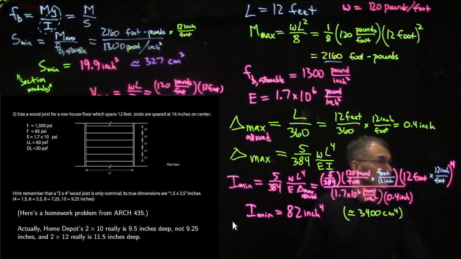So there's some allowable value, and for this rectangular beam cross section, you check whether 3/2 V over A is smaller than that allowable value.